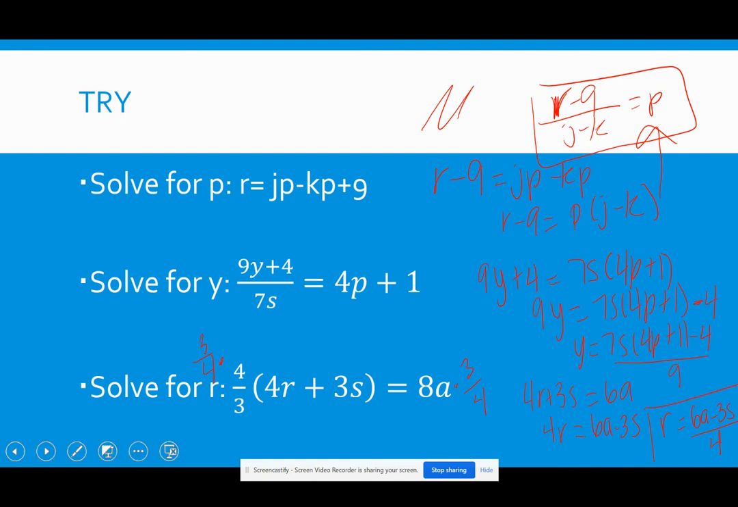You could break it up to make it 6 over 4A minus 3S over 4, but why cause any other step of error when you can just keep it like that, which I suggest.